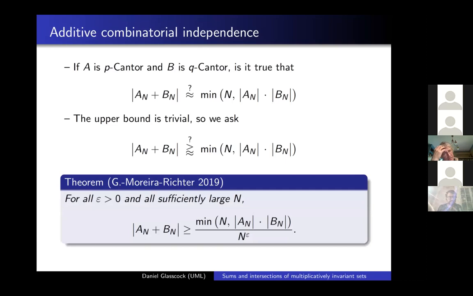So again, this result here has a very familiar flavor from the previous one. For all epsilon, for all sufficiently large n, the sum set A_N plus B_N, so we're adding elements whose base p expansion only uses some digits to integers whose base q expansion only uses some digits, and we're saying that there aren't many coincidences amongst those sums. And again, here we lose a power, so it's divided by n to the epsilon.